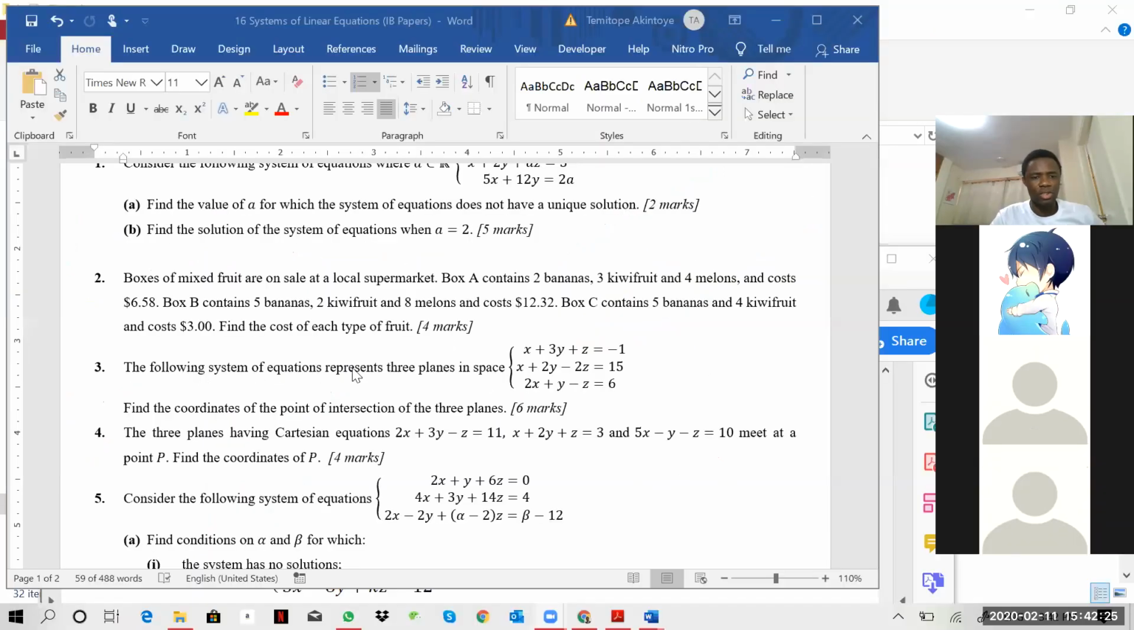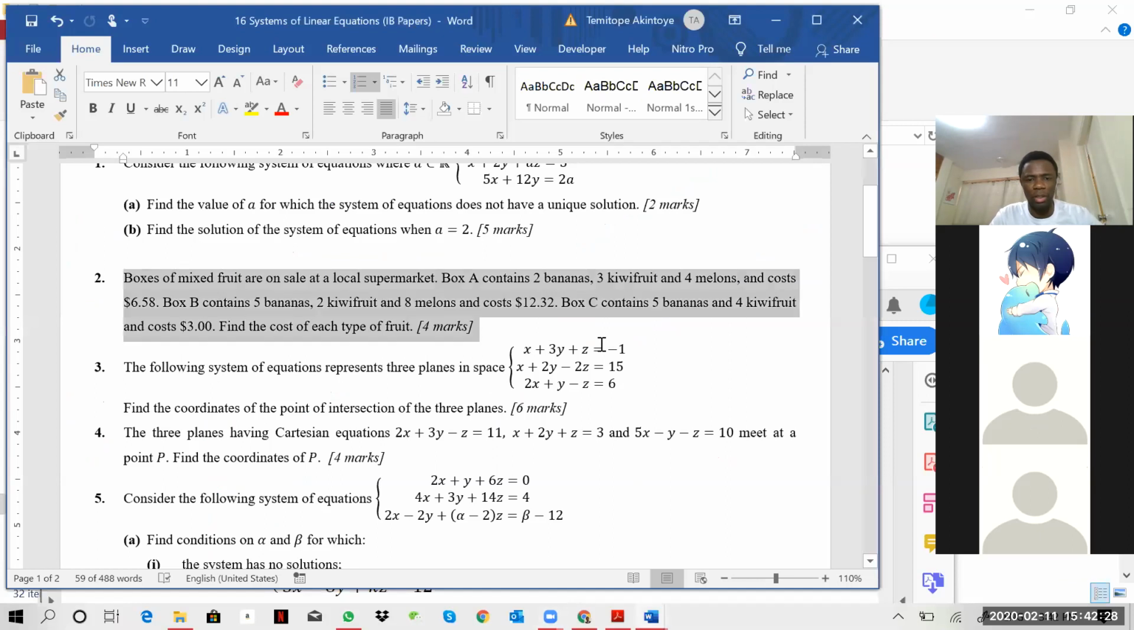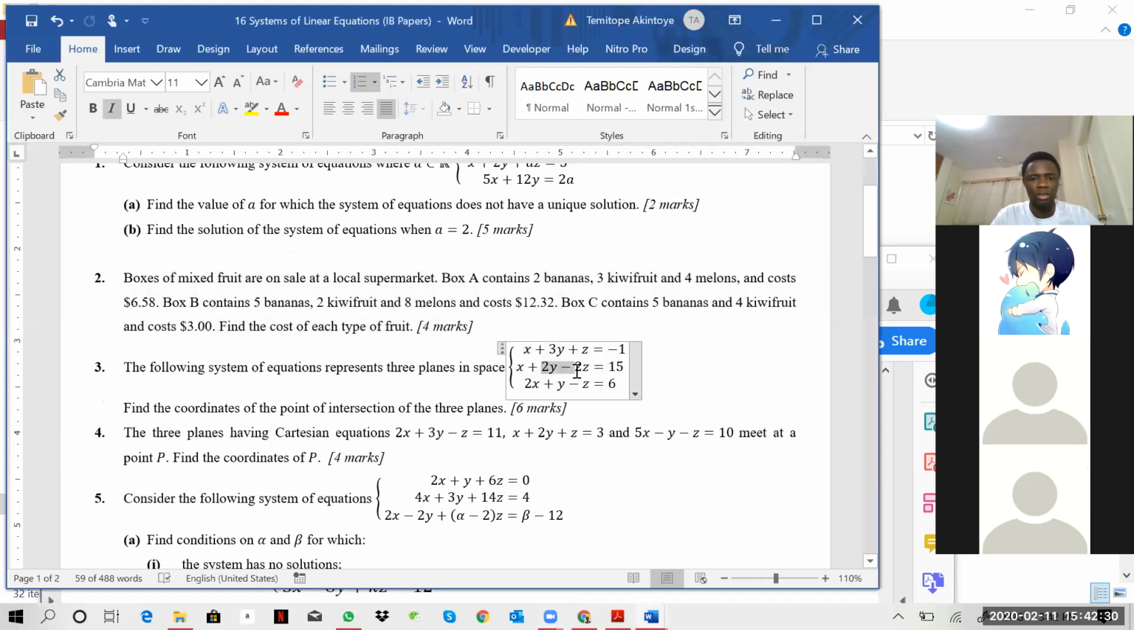So when you encounter problems like this, it says the following system represents three planes. So this is one plane, this is one plane, this is one plane, okay? Find the coordinate of the point of intersection of the three planes. Just like when you're solving a 2x2 simultaneous equation, you talk about the coordinates of point of intersection of the two lines. This time around, you'll be talking about the three planes.